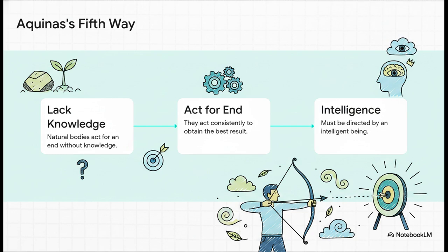Think about his brilliant archer and arrow analogy. An arrow has literally no mind of its own, right? It only hits the bullseye because a skilled archer aims it and fires it. For Aquinas, the natural world is the arrow, and God is the archer, providing that essential governance.